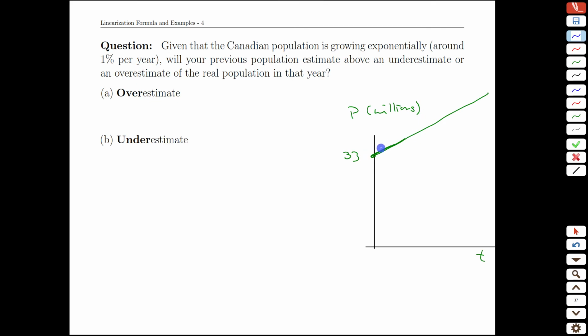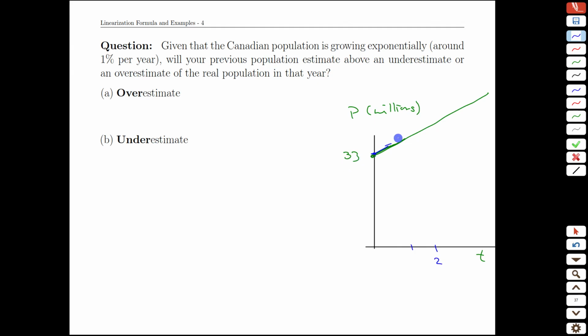What does the actual population do? Well, what we're told is that the Canadian population is actually growing exponentially. So not as a straight line, but it's going to curve. Think about that for a moment and ask yourself, will that previous population estimate be an underestimate or an overestimate? When we follow the straight line, are we getting a low ball or an overestimate for the actual population in 2 years' time? Well, this involves knowing what the exponential growth graphs look like.